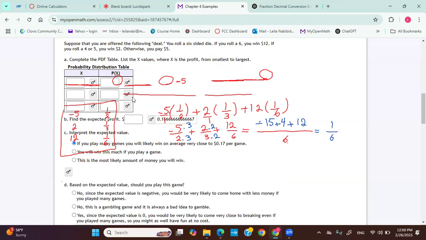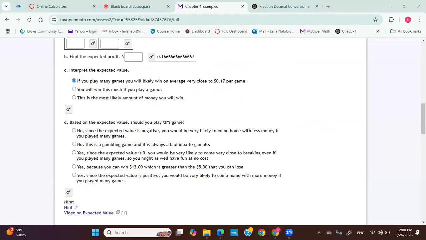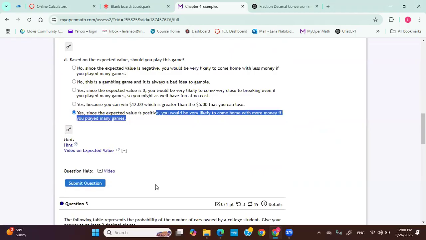And it says based on the expected value, should you play this game? If the expected value is positive, yes, why not? So you say yes. Since the expected value is 0, nope. Yes, because you can win $12, I don't think so. Yes, since the expected value is positive, you would be very likely to come home with more money if you played many games. Okay?